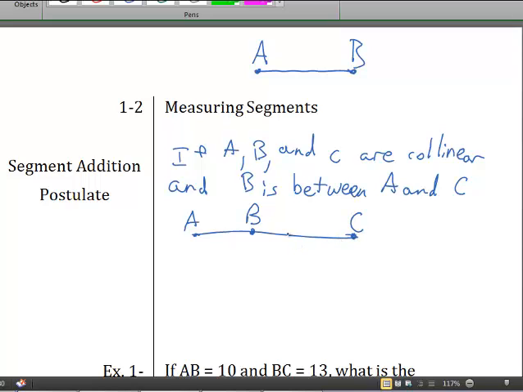Okay, if that's what we have, then our postulate says that AB plus BC is going to equal what just AC by itself is. Sounds pretty simple, but make sure you have that in your notes there.